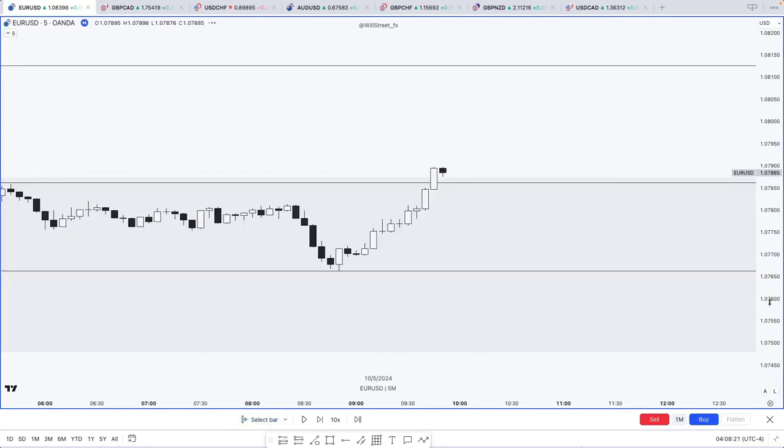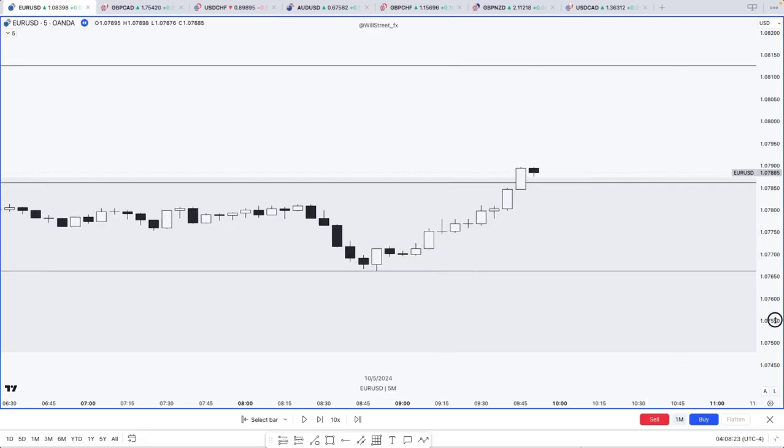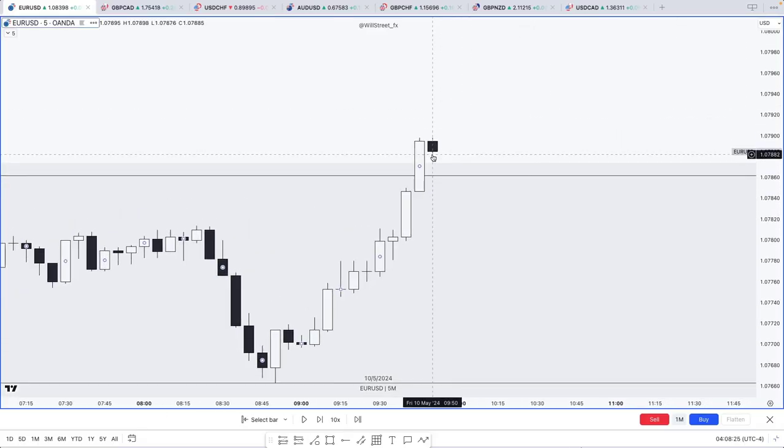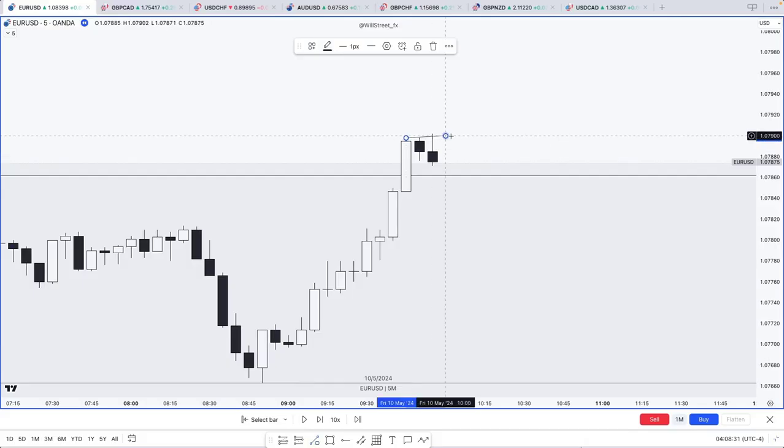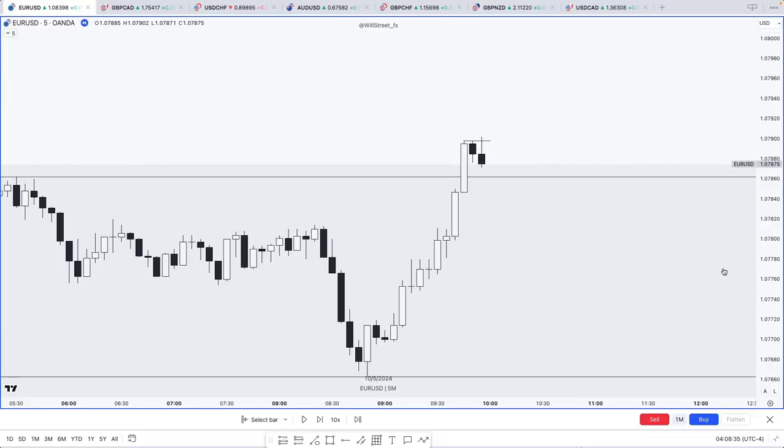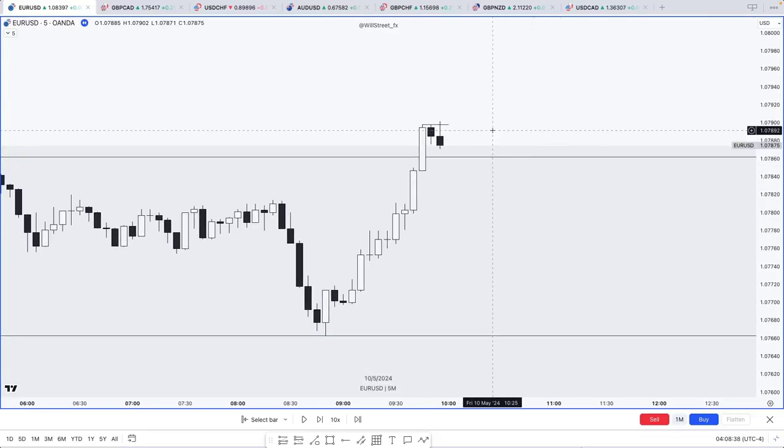Also, don't worry about the entries, but look at the time. 9:50, 9:55, it creates the higher high. What's the probability for the next candle? It will fail to make a higher high.